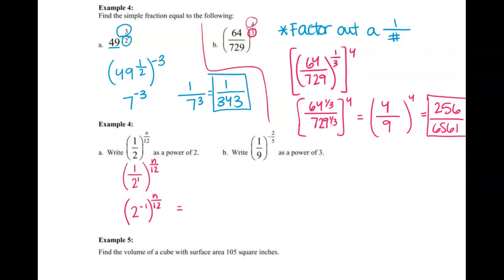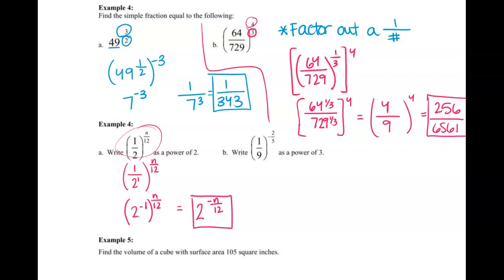So because of properties of exponents, if I multiply negative 1 by n over 12, that's our new exponent, so we have 2 to the negative n over 12. And it looks like times negative n over 12, so I'm going to rewrite it. Should not be times, definitely an exponent. There we go. And so that's an equivalent expression to this. Why do we want to write it that way? Because we're told, and it's just something we can do.